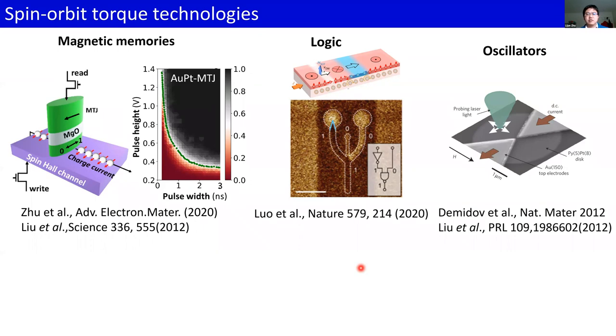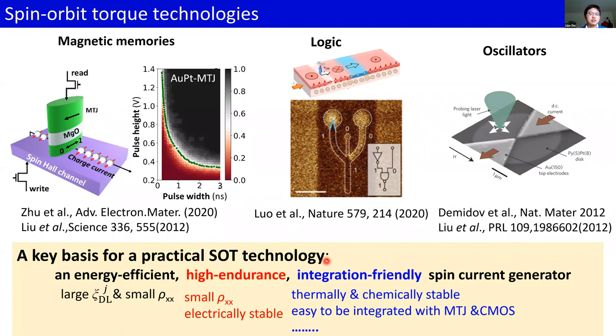For a practical spin-orbit technology, a key basis is an energy efficient, high endurance and integration friendly spin current generator. Here, energy efficient means the damping-like torque efficiency per current density should be high and the resistivity must be low. High endurance means the resistivity should be low and the material should be stable against electromigration. Integration friendly means the material should be thermally stable and chemically stable, and it should be easy to integrate with MTJ and the CMOS circuits. Such a spin current generator still remains a big challenge.